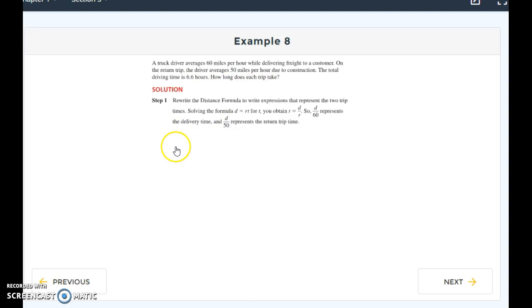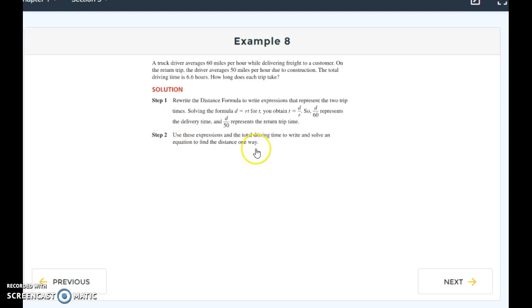So here I'm going to be using the distance formula. Okay, that was on that core concept. So here I'm writing the expressions that represent my 2 trip times. I'm solving the formula D equals RT for T because I'm looking for time. So I have T, time, equals D divided by R. So D divided by 60 is the delivery time, and D divided by 50 is the return time, because I had 2 separate trips. So I'm going to have 2 separate expressions.